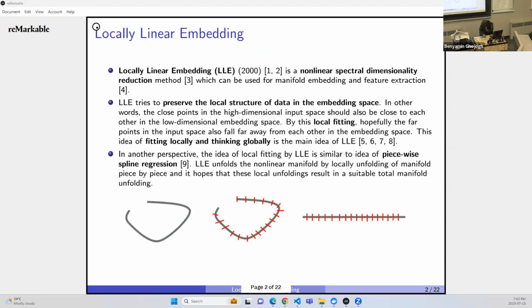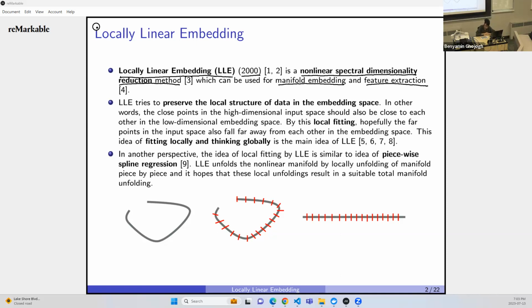Local linear embedding, or LLE in short, was proposed in the year 2000. This paper and the Isomap paper were published back-to-back in Science Journal, so they were breakthroughs. It is a nonlinear spectral dimensionality reduction method. What do I mean by spectral? These algorithms have a geometric perspective, and they usually reduce to an eigenvalue problem or generalized eigenvalue problem. So it can be used for manifold embedding, feature extraction, or dimensionality reduction.